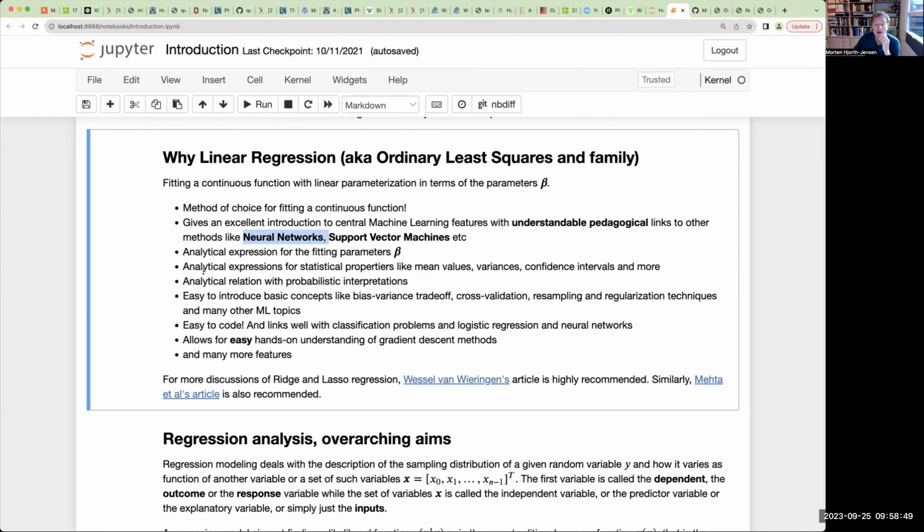It has analytical expressions, which we will see next week, for statistical properties. It has analytical relations with probabilistic interpretations. We can use a probability distribution to derive the ordinary least squares expressions. And then we have the possibility to introduce in an easy way things like the bias-variance trade-off and resampling and regularization techniques. It's easy to code, and there are many other features which make linear regression, even if it sounds a little bit boring, worthwhile. Why should we do something as simple as just matrix inversion?